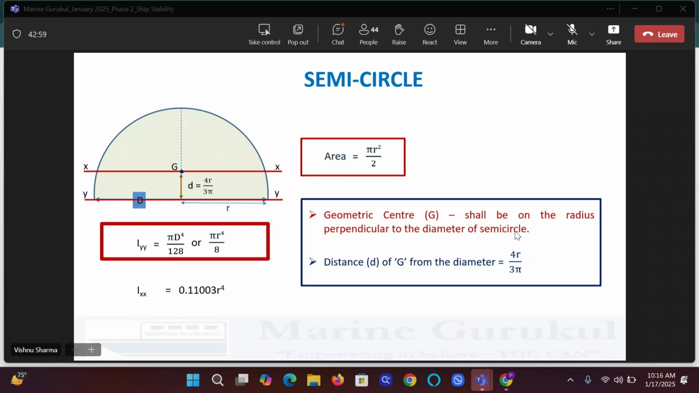Ixx is 0.11003 r raised to power 4. So 0.11003 r raised to power 4. So Ixx will be 0.11003 r raised to power 4. So this is where we finish our semicircle, and now we'll move on to the last one.